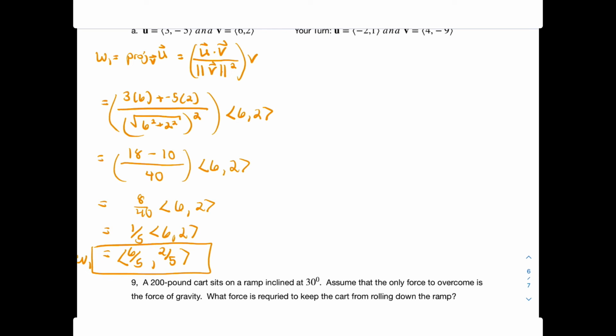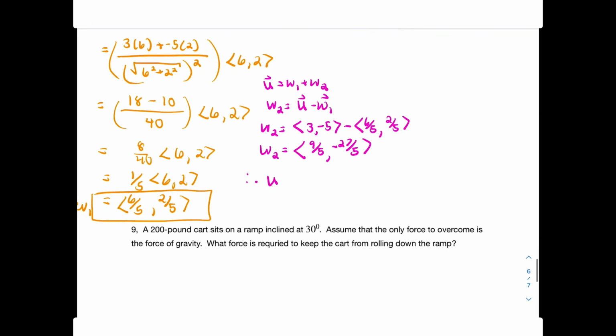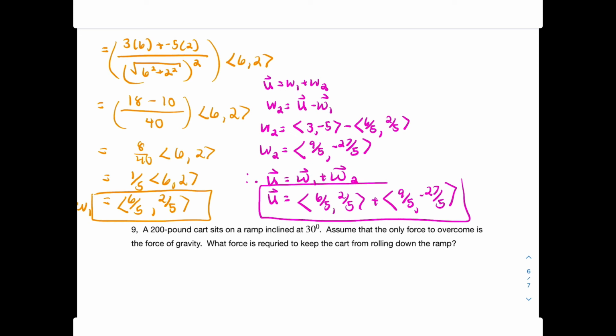So remember that u is equal to w1 plus w2. And I know u and I know w1, so I need to find w2. So I'm going to solve this equation for w2. Therefore w2 is going to equal vector u minus vector w1. And so I'm just going to do operations with vectors here. We have the component form of these two vectors. And I get that the second component of vector u is equal to 9/5, comma, negative 27/5. But they didn't ask us to find that vector. They asked us to write u as a sum of two vectors. So I'd write vector u is equal to the vector 6/5, comma, 2/5, plus the vector 9/5, comma, negative 27/5. And you're done. All right, you try the next one.